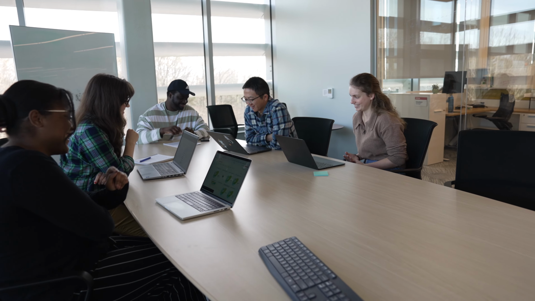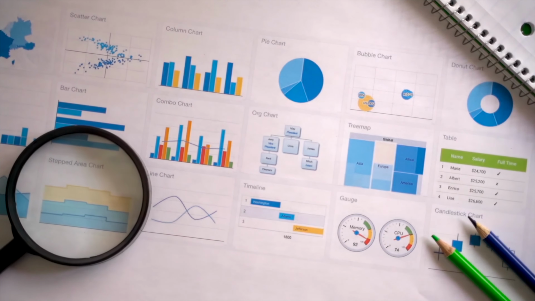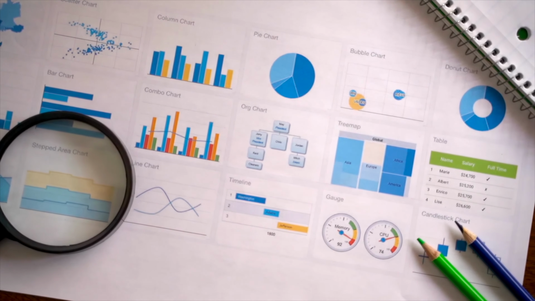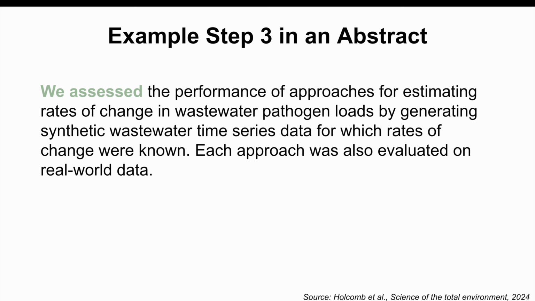The topic, its importance, and the problem must be clear first before readers are ready to hear about what you did to study it. In the example abstract, this is the first time the authors used "we," and it signals to readers they are starting to talk about their research. In this step, they tell us the goal of their work and what they did to achieve it.